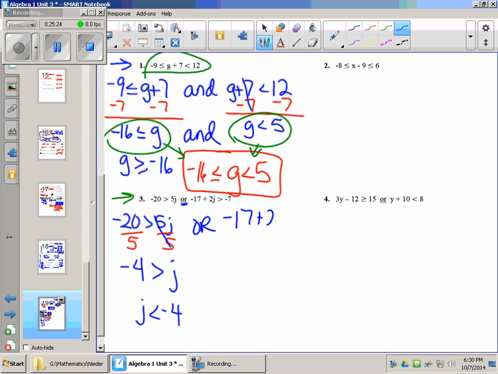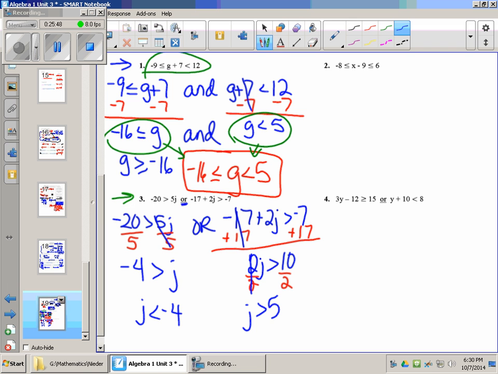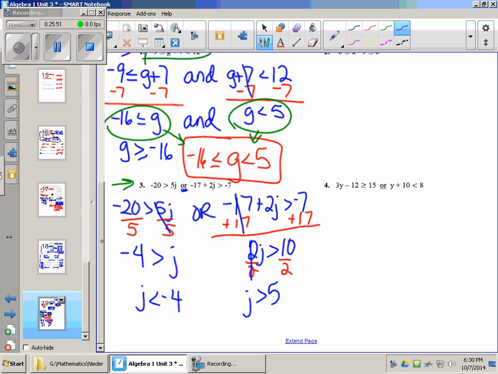Negative 17 plus 2j has to be bigger than negative 7. You got to do two steps now. I have to add 17 to both sides first. When I do that, those cancel. So I just have 2j greater than negative 7 plus 17, which is positive 10. Divide both sides by 2. Cancel. We get j is greater than 5. Okay? So j is less than negative 4, or j is greater than 5.